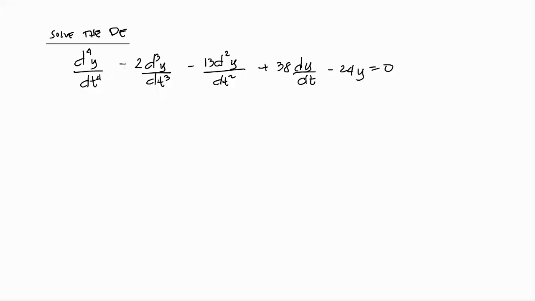Okay, so we have order 4, dy dt. Our variables are y and t. So we have the fourth derivative of y with respect to t minus 2 times the third derivative of y with respect to t minus 13 times the second derivative of y with respect to t, plus 38 dy dt minus 24y is equal to 0.